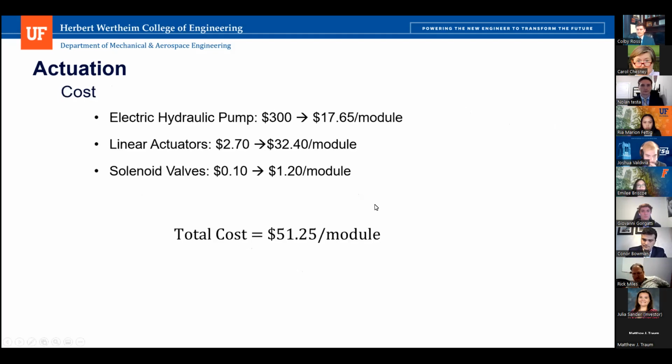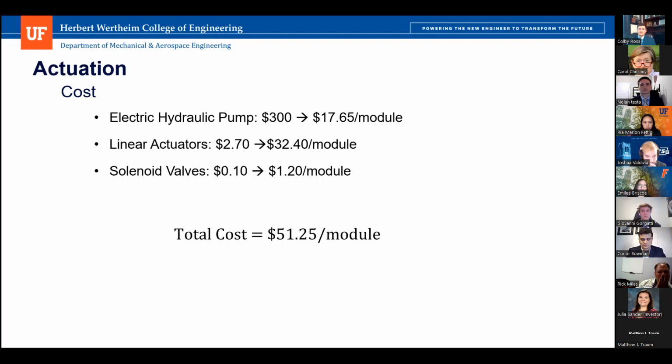And next slide. And then finally, we have the cost for the actuator. So we ended up choosing this actuation system because it ended up being cheaper than some alternatives we had, such as stepper motors and some of the DC motors. So with the electric hydraulic pump split between 17 modules, we end up with $17.65 a module.